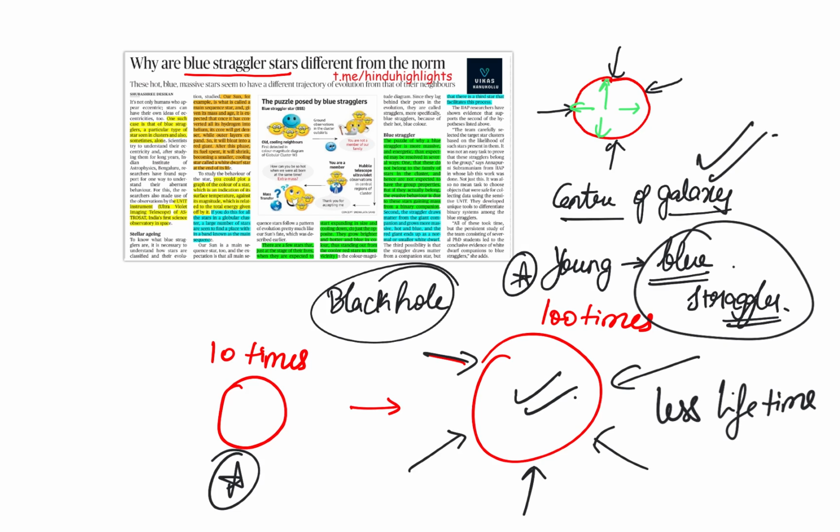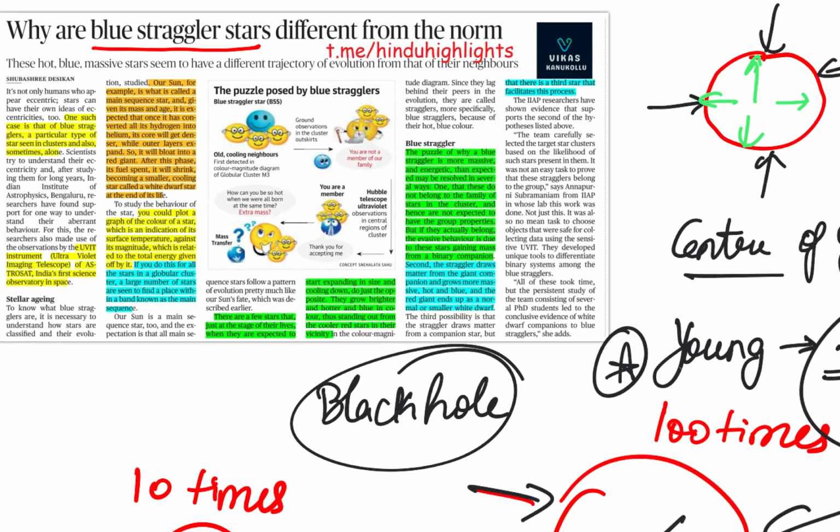The reason exactly might not be asked in the examination because we are still not yet clear. The puzzle is still remaining, as you can see in this article. So this is the speculation. You just have to know the term blue straggler and how it is an anomaly. That's all will be asked.